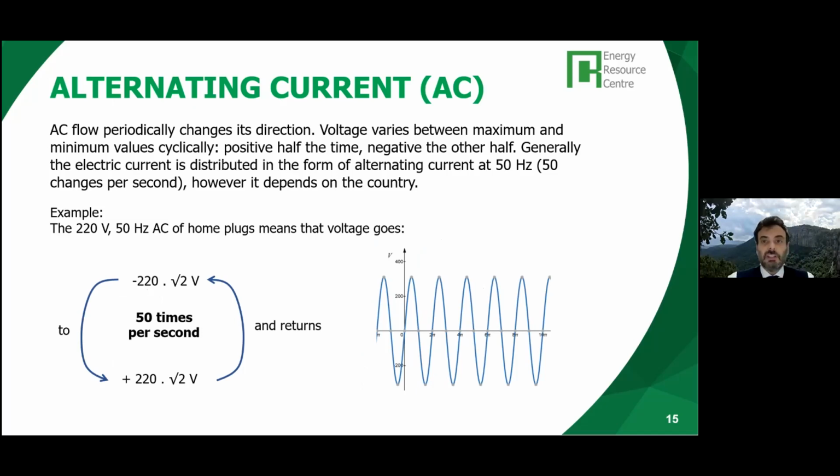In terms of alternating current, what we are saying is that the AC flow periodically changes its direction. The voltage is varying between the maximum and minimum values in every cycle. It is positive half the time and negative the other half. Okay, as I said, the frequency of this change in the voltage happens 50 times per second.